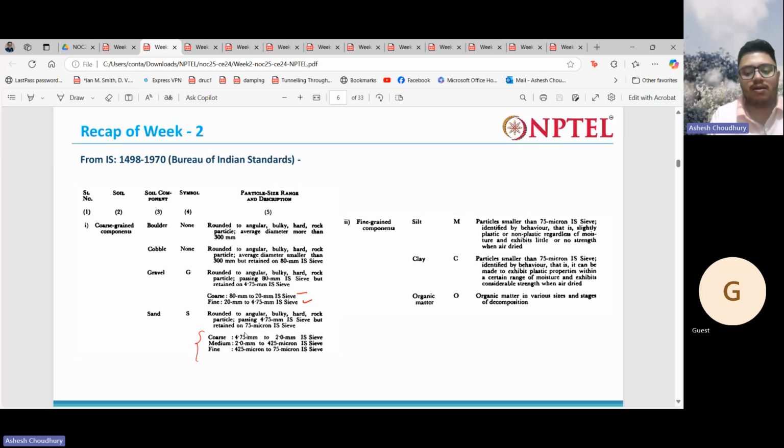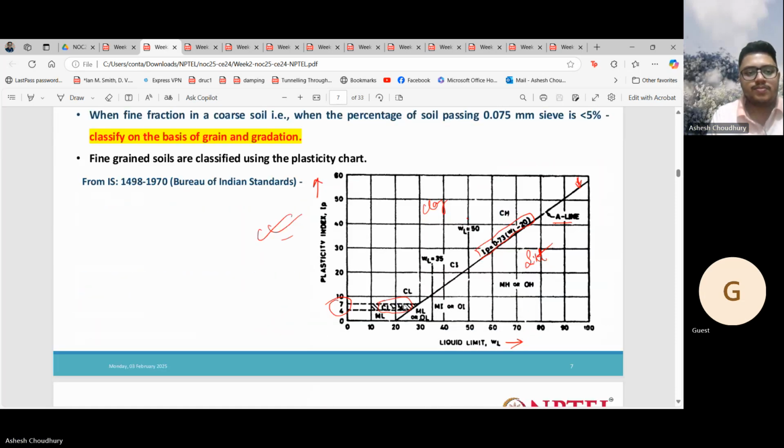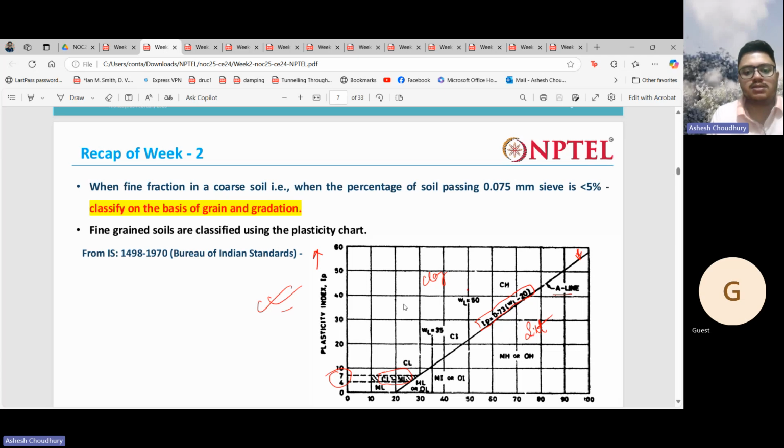If the size is smaller than 4.75 mm but higher than 75 microns, we call it sand. And again, of course, we define fine sand. And for the fine grained components, that is the components having size lesser than 75 microns, we can have silt, clay, and organic matter. Okay, so let us read this.